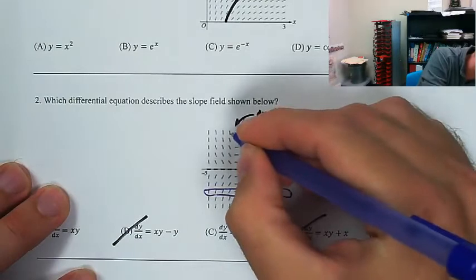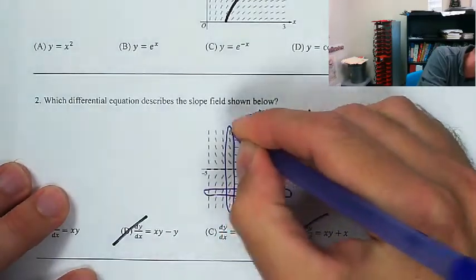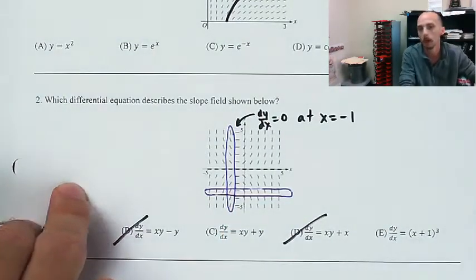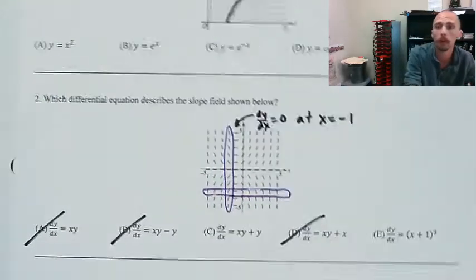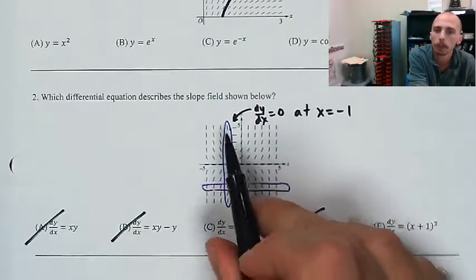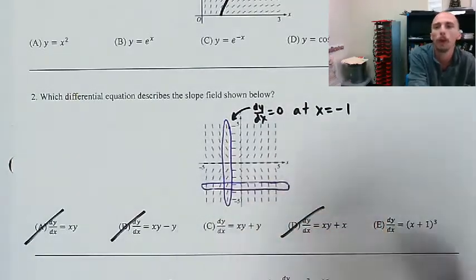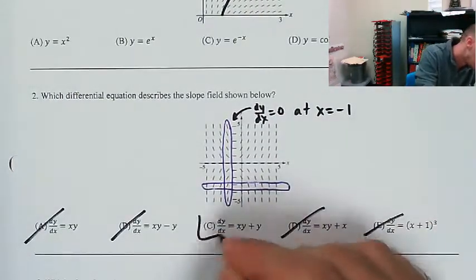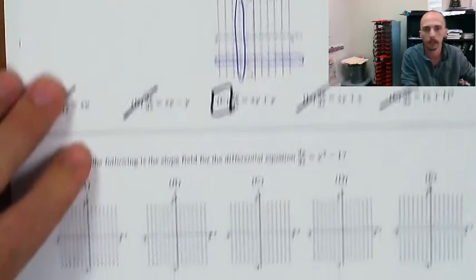But if I scan up and down, I'm seeing it also depends on y, so it can't be that one. Although dy/dx is always equal to 0 at x equals -1, it needs to depend on both x and y because as I manipulate y, I'm seeing different slopes. So that's why I'm saying it was that one.